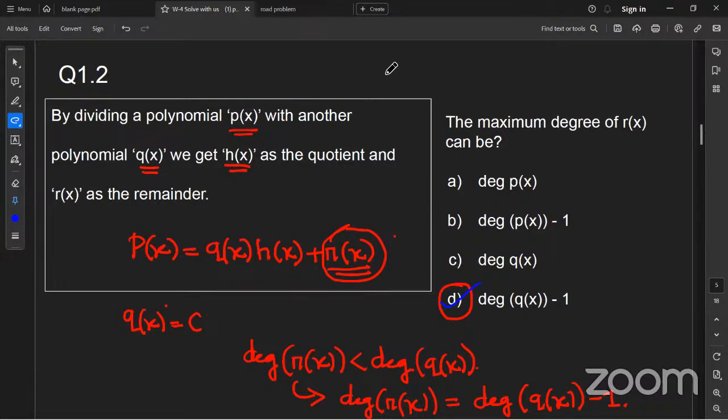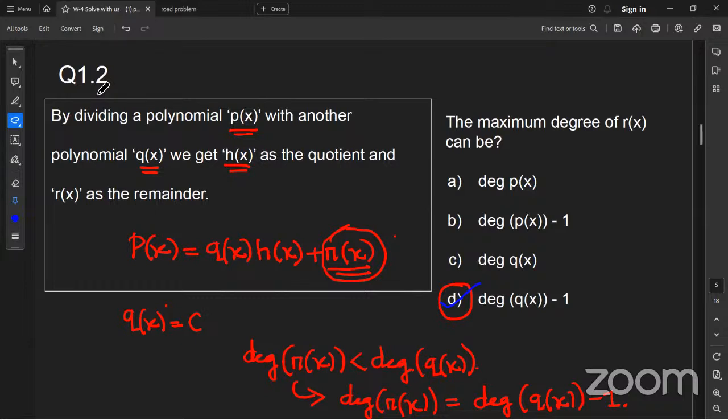No doubt. Someone is saying he has doubt. Suppose the degree of R(x) is less than, just a minute. Let me write first. Can you explain this question? What is the question? The 1.2 question, which shows the maximum degree is minus 1. Okay, just a minute.